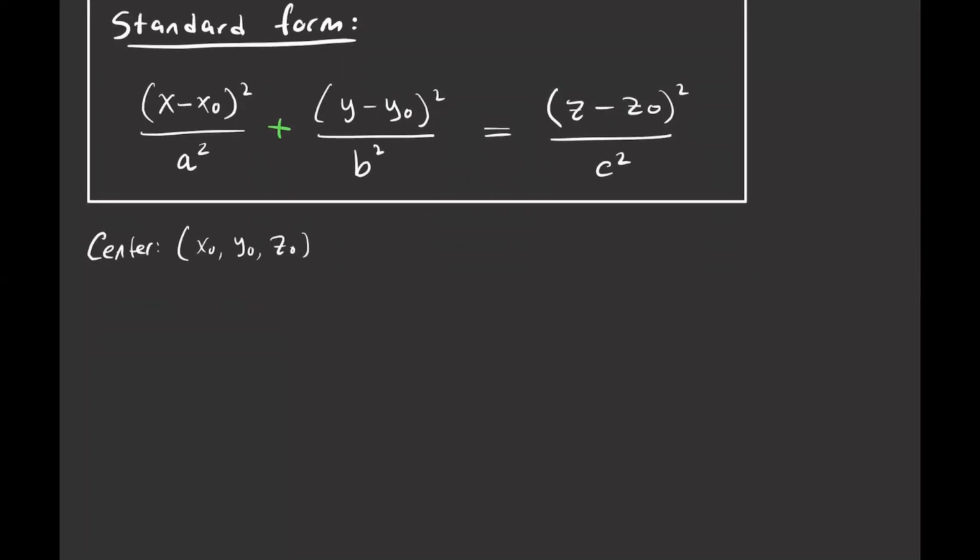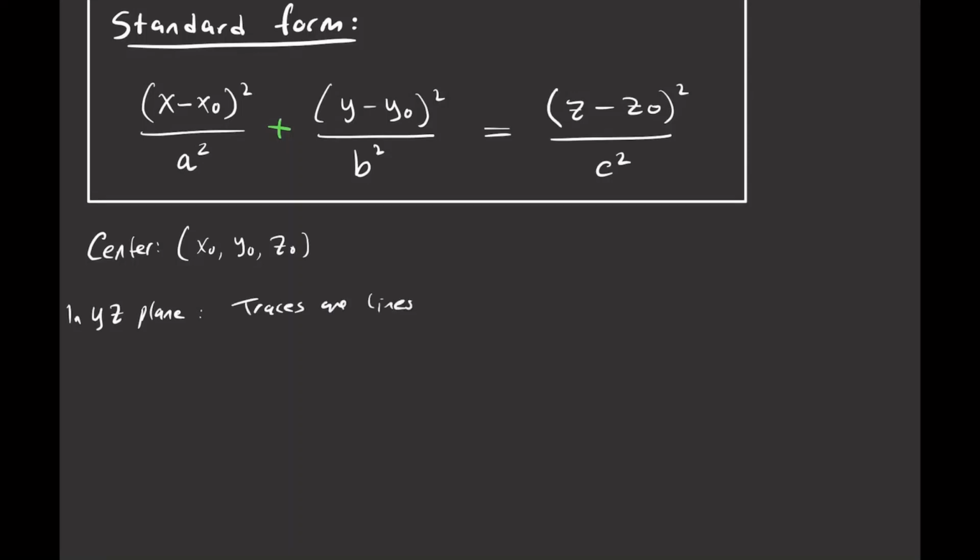Now let's take a look at what the traces are. For instance, if I let x equal x₀, then x is gone from our picture, so you'll have y and z. If you square root both sides, you will have equations of lines with positive and negative slopes. So in the YZ plane, our traces are going to be lines. So the traces are lines.